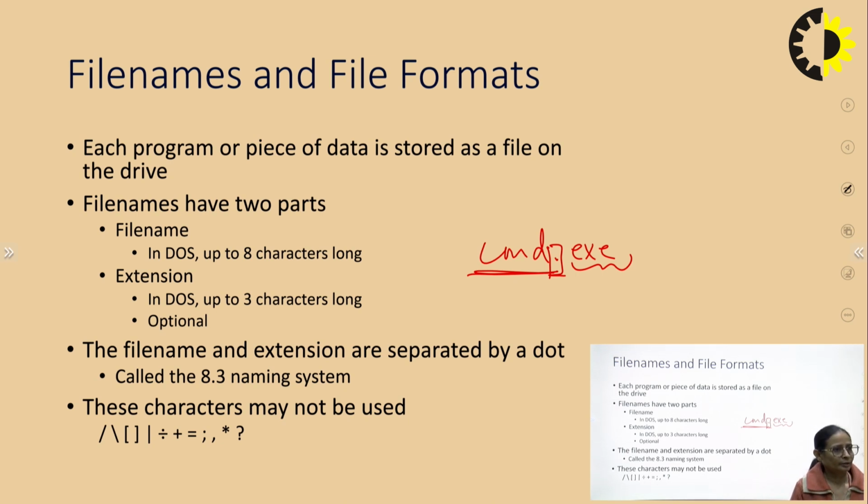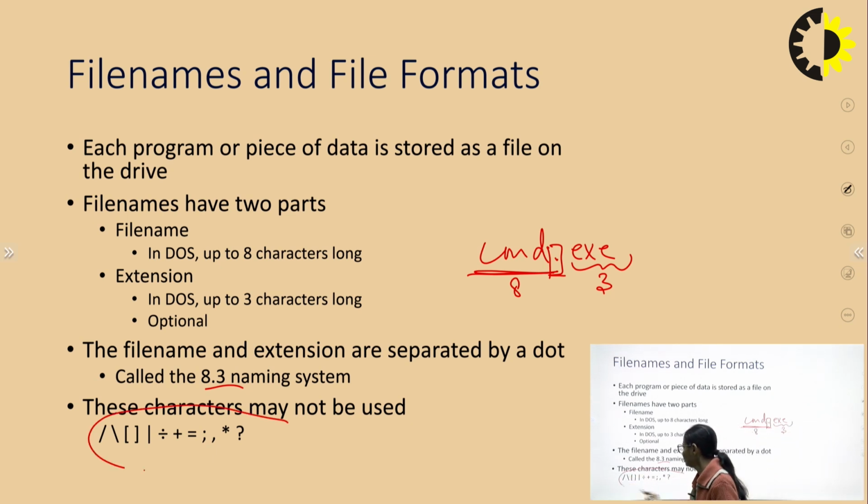So it is called the 8.3 naming system. What does the 8.3 naming system mean? It is 8 characters long, and this is 3 characters long. The condition is that these characters should not use special characters, because they have different meanings and are not allowed in the naming convention of a file.